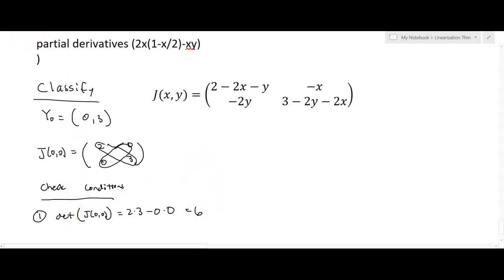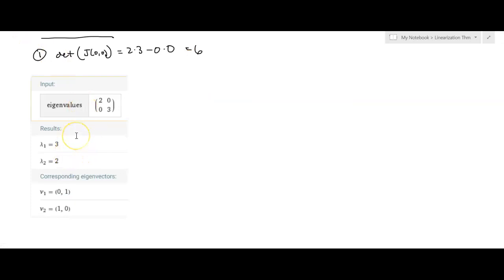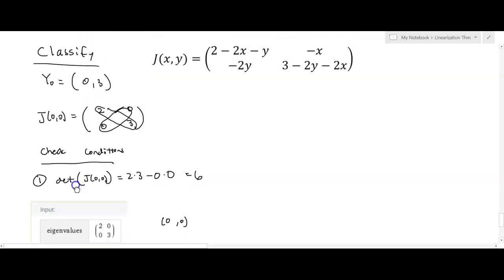Let's compute the eigenvalues. Voila, here they are. Lambda 1 equals 3, lambda 2 equals 2. It is not coincidental in this case that the eigenvalues are the same as the diagonal entries. Whenever you have a diagonal matrix like this where there are zeros above and or below the diagonal, then the eigenvalues are just going to be the values along the diagonal. But that's just a special case. So they're both positive. And if both eigenvalues are positive, that means that the point 0, 0, I said we were going to start with 0, 3, but we're looking at 0, 0 here.